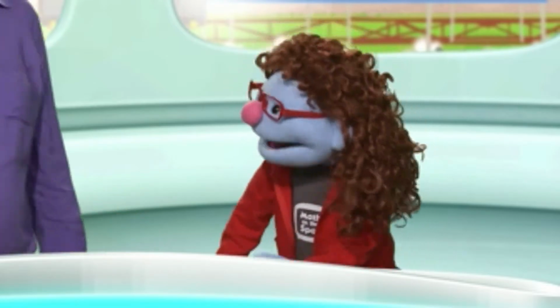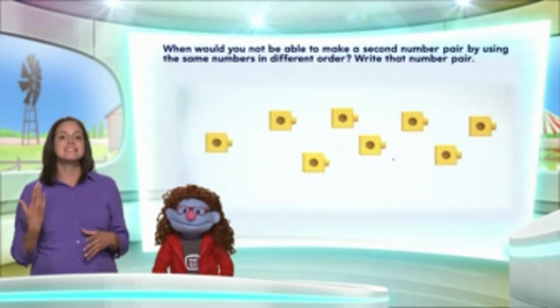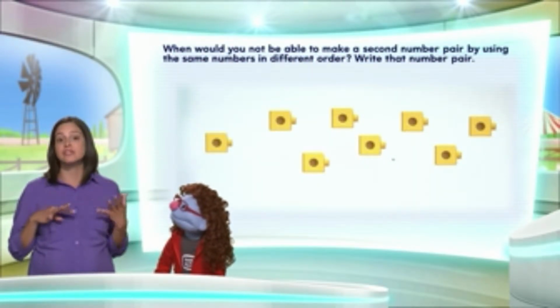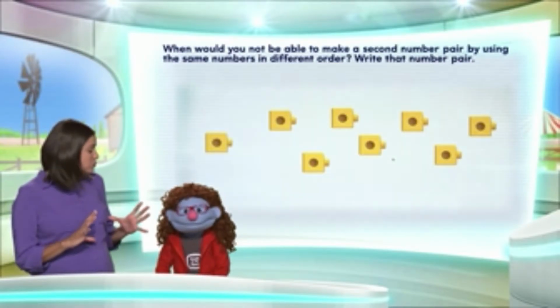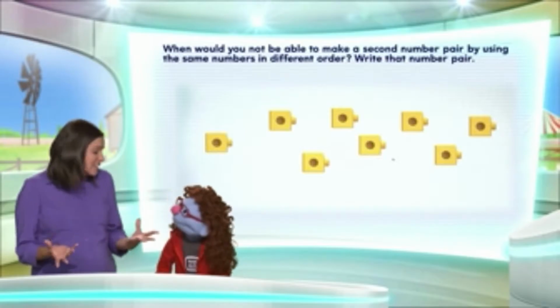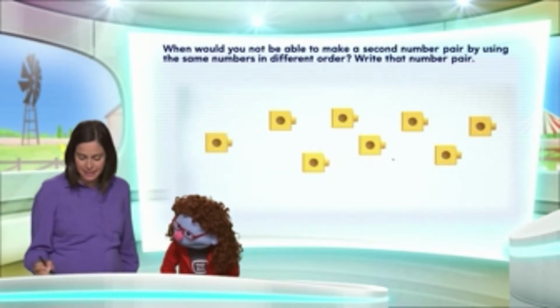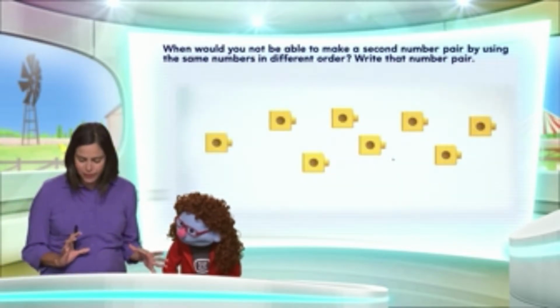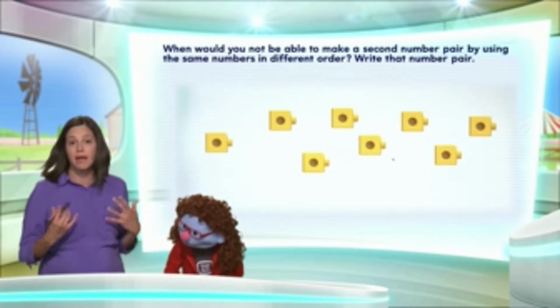Okay, all right. When would you not be able to make a second number pair by using the same numbers in a different order? I'm not sure. Well, why don't we use a model to see? Love that idea. I'm going to use 8 connecting cubes. Here we have 8 connecting cubes. Let's see how we can rearrange these so that we can find a number pair that makes 8.